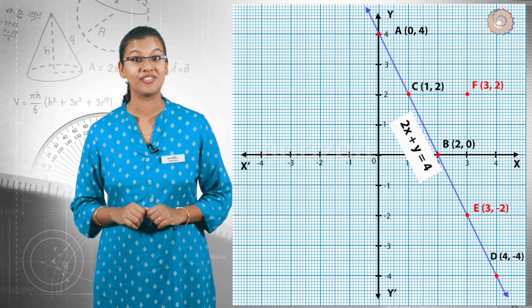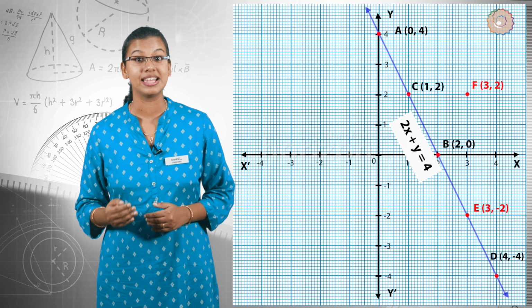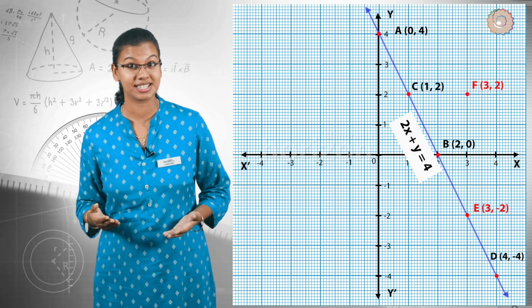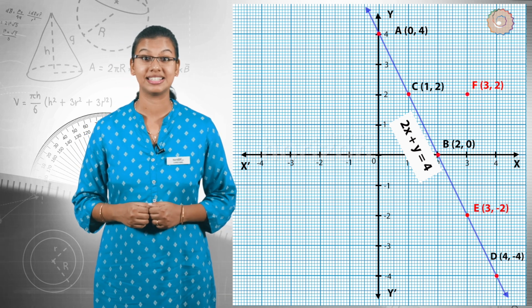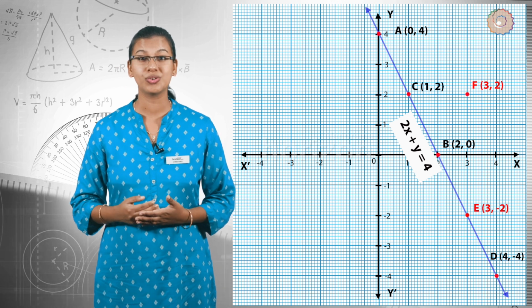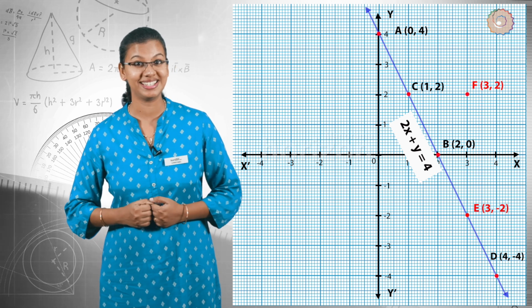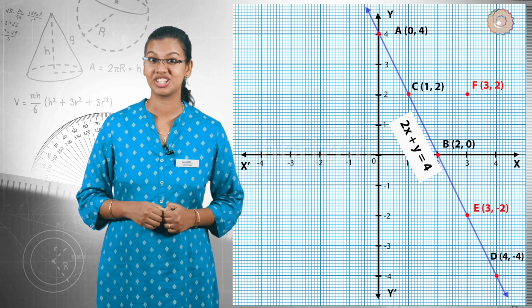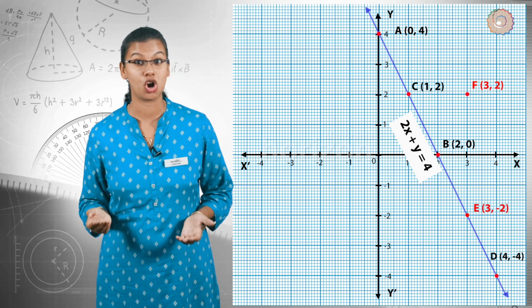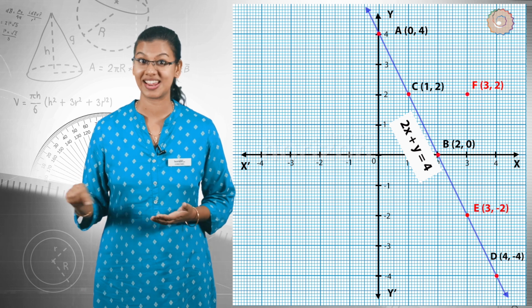So this is how we geometrically represent linear equations in two variables. We can even name this line as the equation, that is 2x + y = 4. So now you can guess how the name linear came to equations with degree 1. It's because linear equations can be geometrically represented as a straight line.